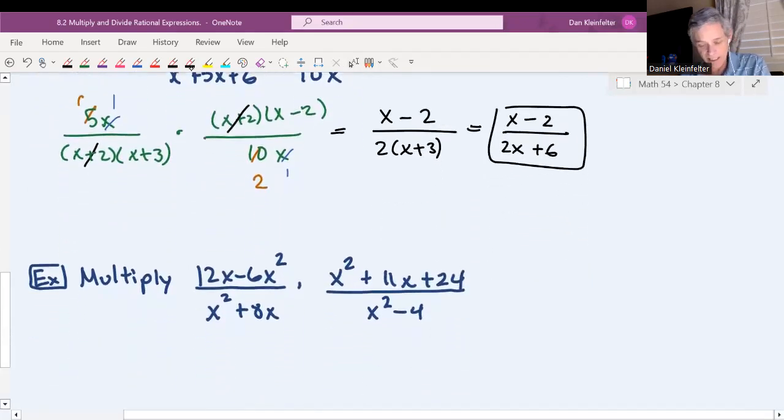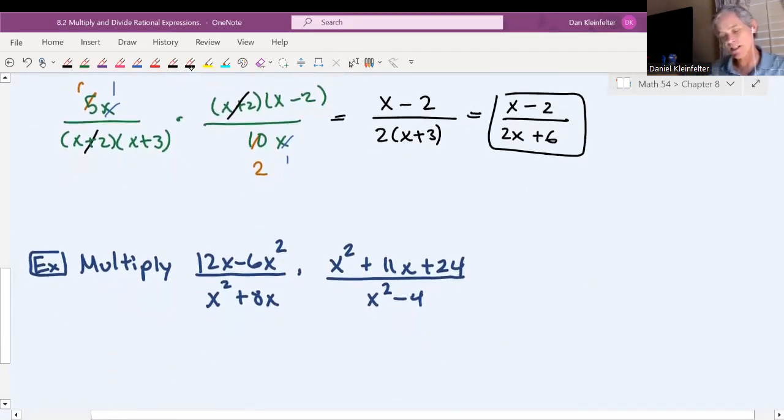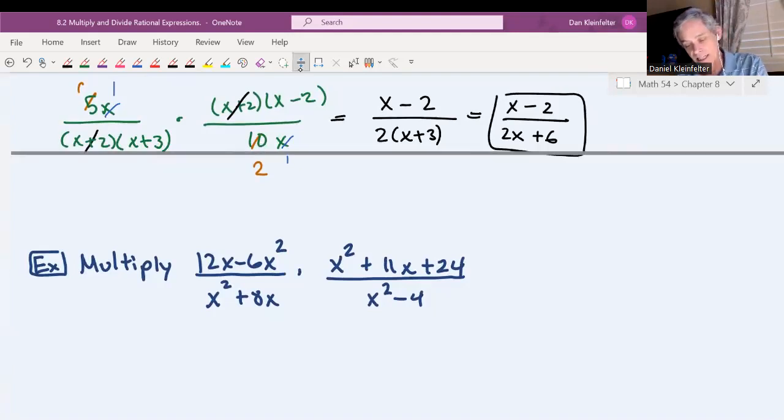Step up in difficulty here. This one you could try first. Take a minute, pause the video, try this one yourself, then restart the video and see how you did.